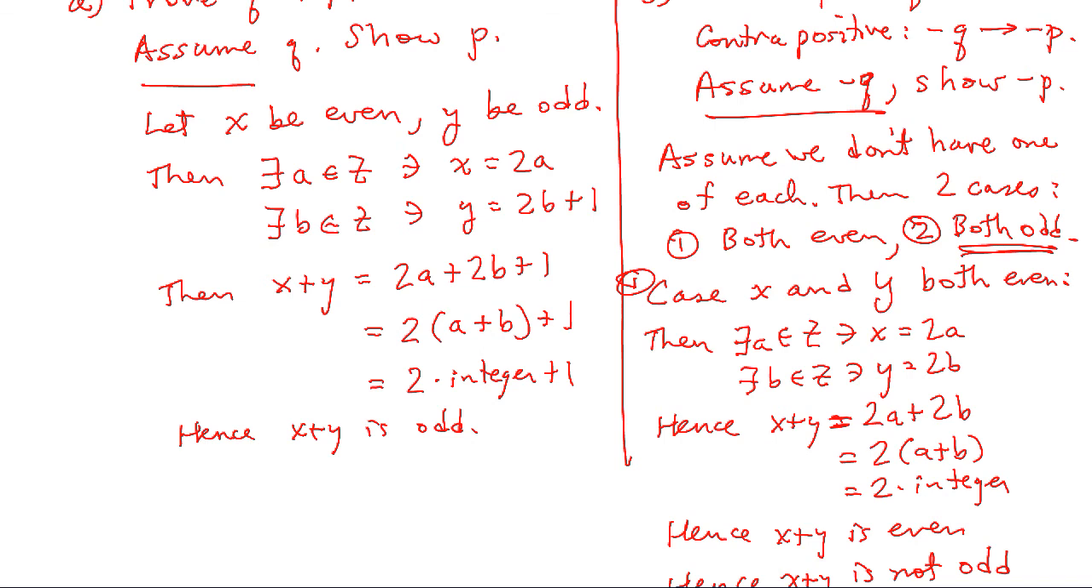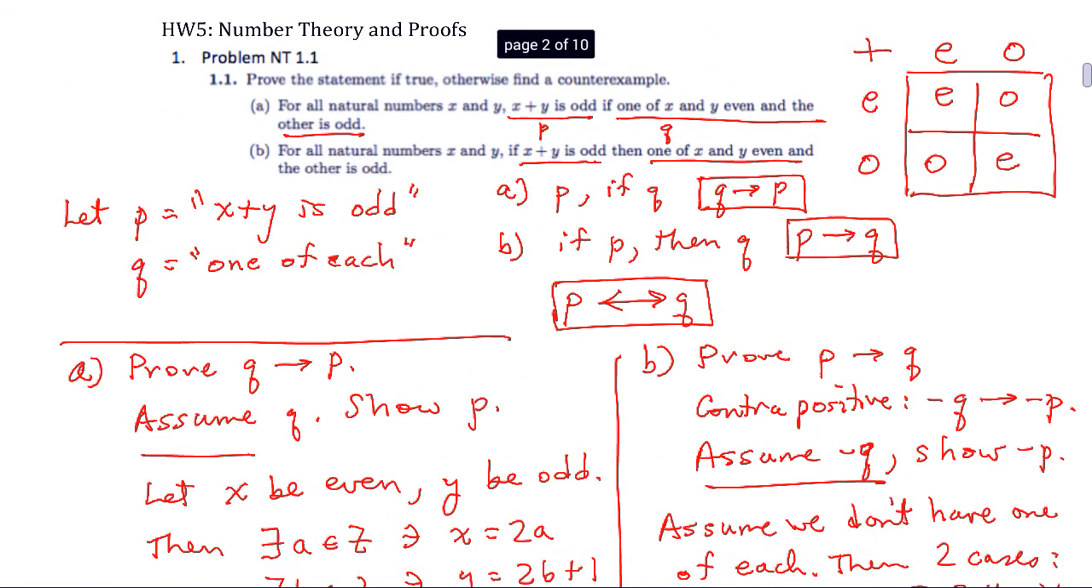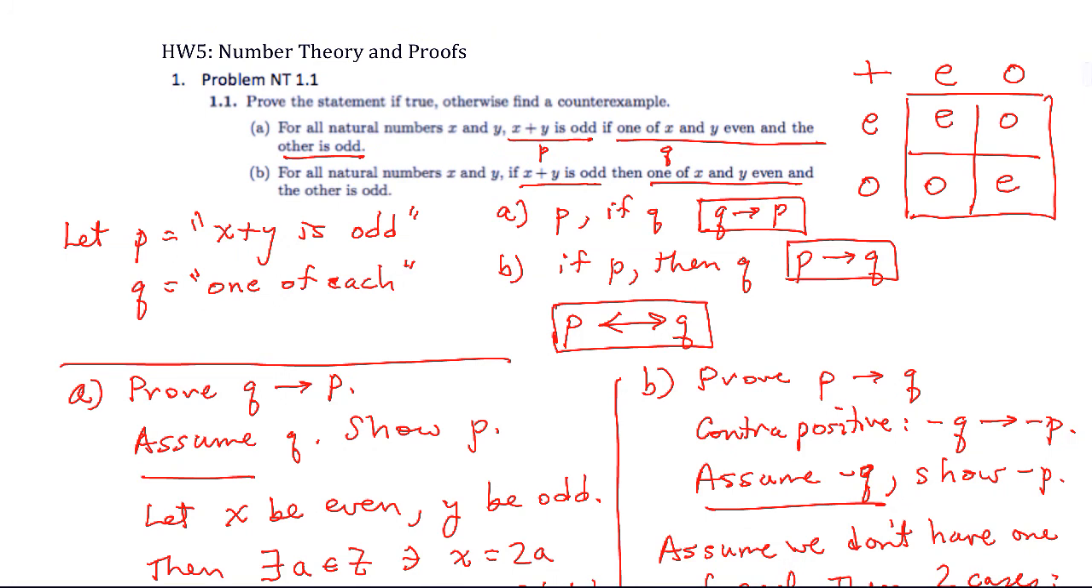In any case, I've done it, I've proven it in both cases, and we have shown in this problem that P if and only if Q, that is, that the sum of two integers is odd if and only if we have one of each, even and odd.